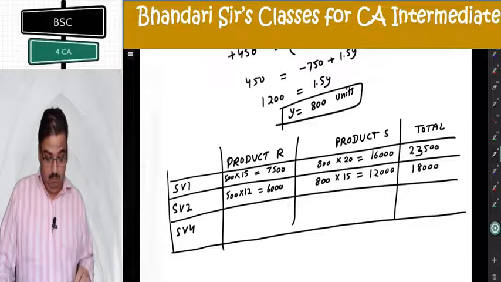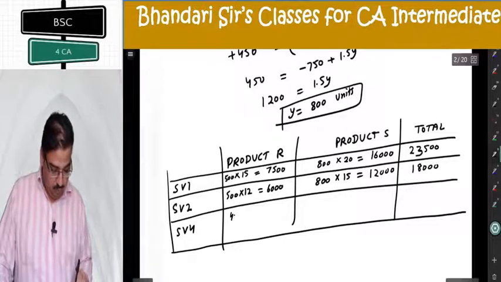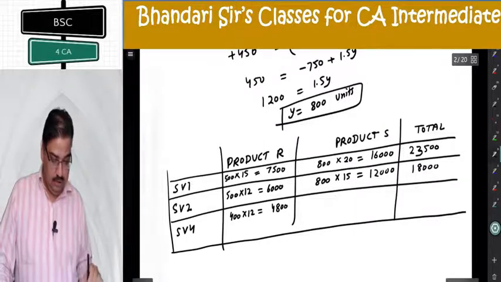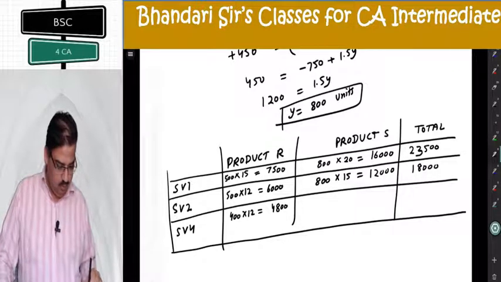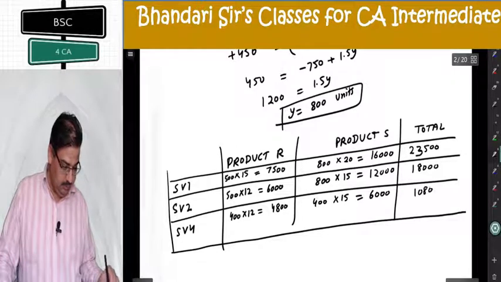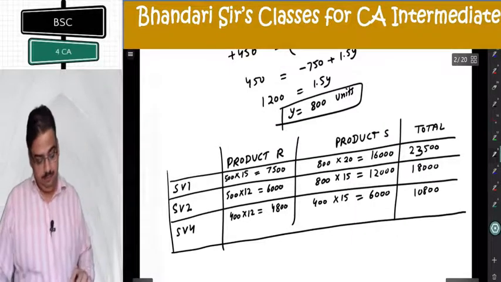SV4: 400 into 12, 4,800. 400 into 15, 6,000. Total 10,800.